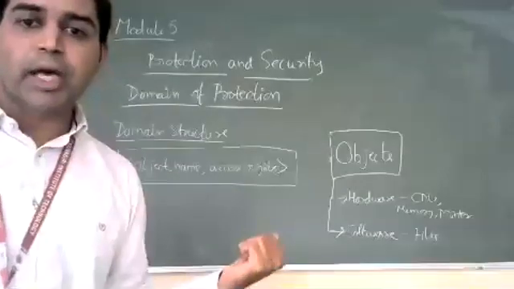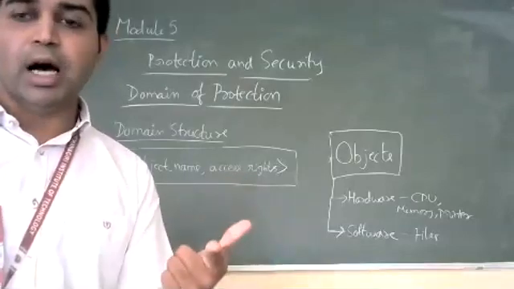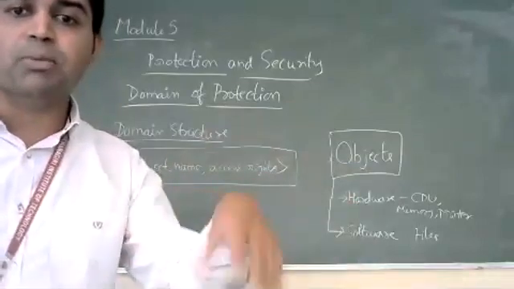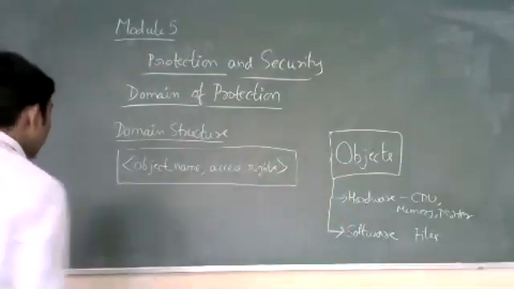A file, you can access it for reading, you can access it for writing, you can access it for executing. So these are the things that become your access rights. A few examples I will quote here.